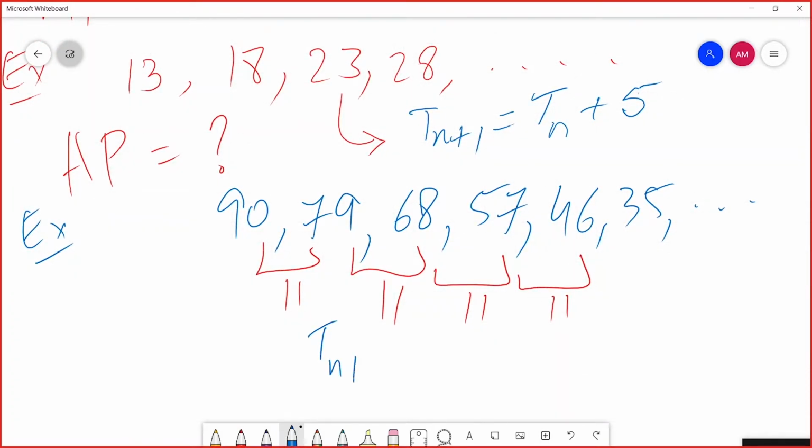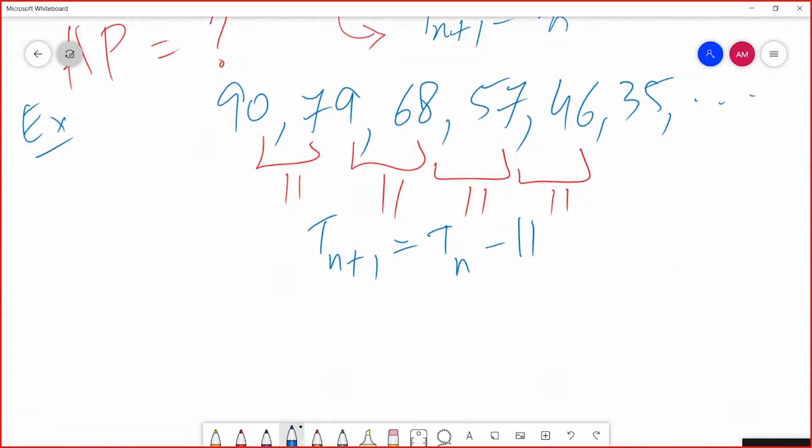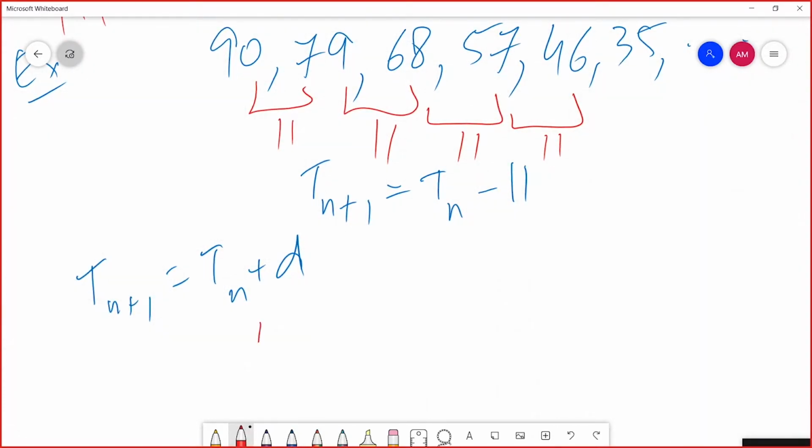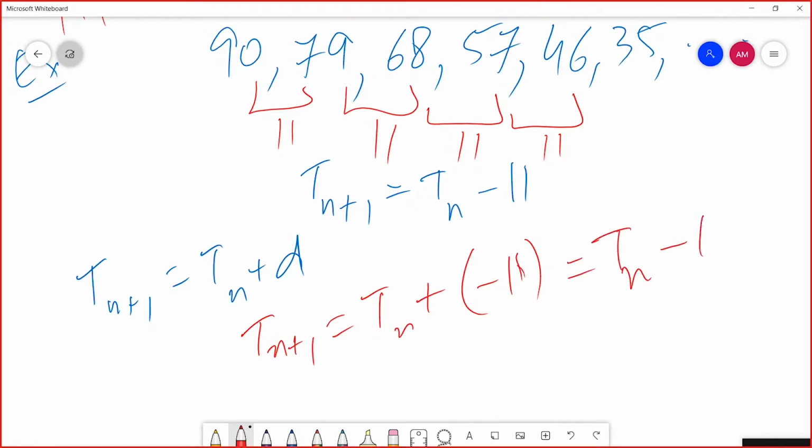Tn plus 1 is equal to Tn minus 11. Yeah, minus 11. So actually it's the same formula because we said Tn plus 1 is equal to Tn plus d. Here d is minus 11. So if I write in this form, this would become Tn plus 1 is equal to Tn plus, in the bracket, minus 11, because d is negative, and this will become Tn minus 11. Make sense? Yep. Okay, good.